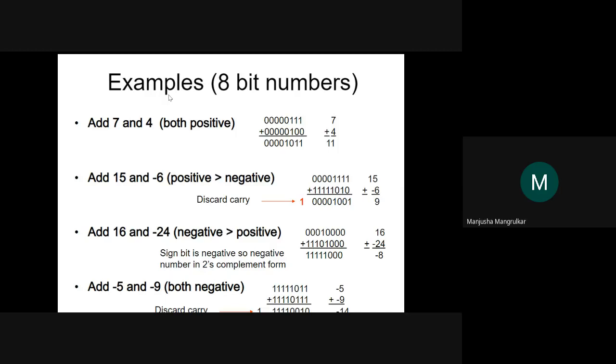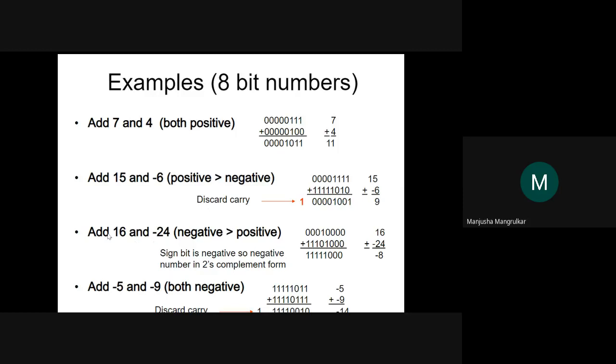If a positive number is greater than the negative number, what do we do? The positive number is converted from decimal into a binary number. This 15 is a decimal number that is converted into a binary number. The 6 is converted into its 2's complement, and added with that, the result will be positive, right? 16 minus 6, the result will be a 9, right?